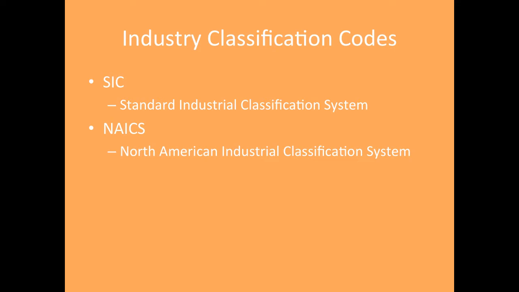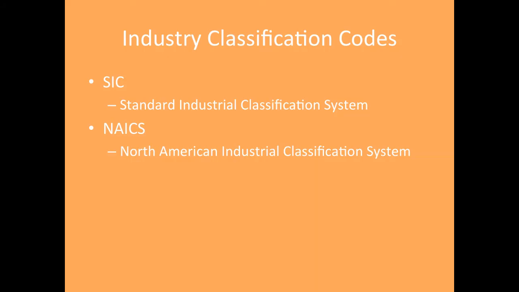NAICS codes were established in the early 1990s, partially as a result of the North American Free Trade Agreement. NAICS codes provide more industry specificity compared to SIC codes, thereby being somewhat more valuable. However, many databases still utilize SIC codes, so it is important to know both.